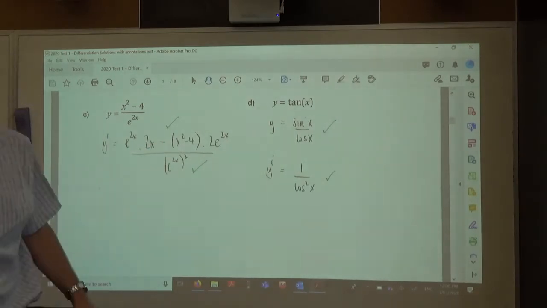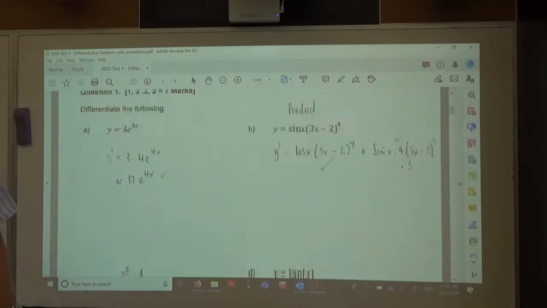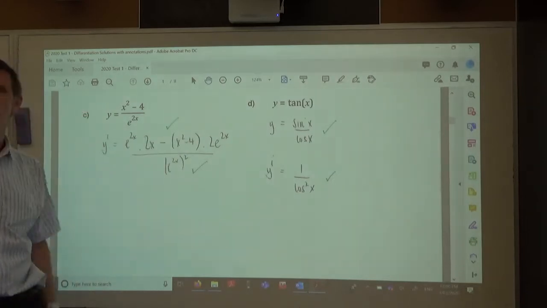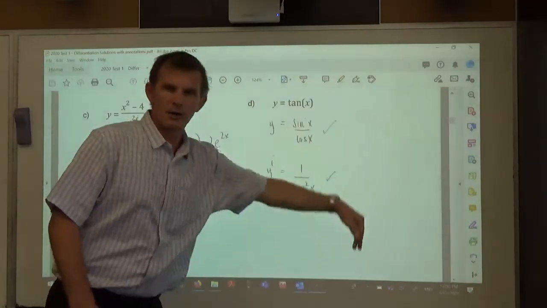If you could differentiate this one up here, the e to the x function, then you shouldn't have had any problem down here, because effectively you were kind of doing the same idea here in terms of what you were differentiating. This one, tan of x.